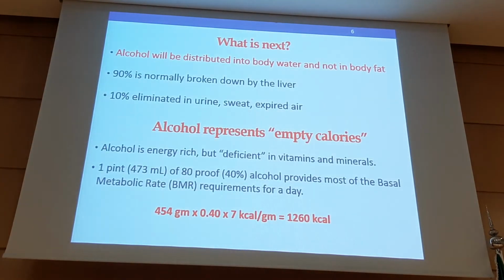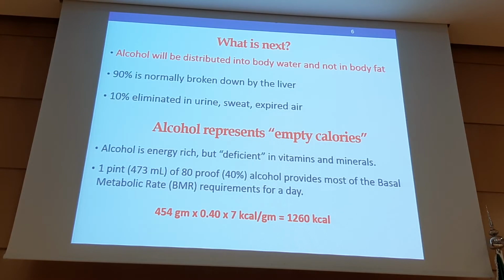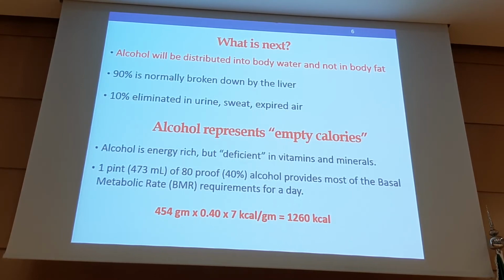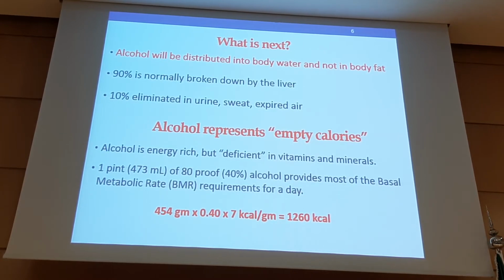Anyway, if you look into the metabolism of alcohol, after alcohol is absorbed, it gets distributed in the body, and around 90% is broken down by the liver. So the liver is what basically breaks down the alcohol. It's not the intestine, it's not the stomach. Even if you're trying to slow down the emptying, you're not doing that much, because most of it has to be metabolized by the liver. 10% is eliminated in the urine, sweat, and expired air.